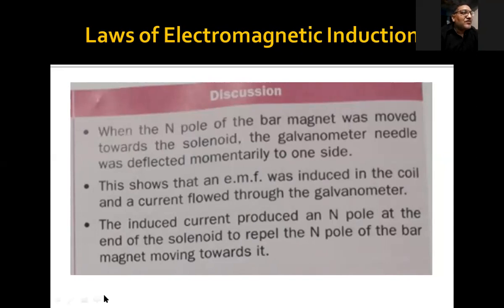And let's move on. This slide is explaining the previous slide in proper academic language: when the north pole of a bar magnet approaches the right side of the solenoid, EMF is induced in that solenoid, and due to that induced EMF, a magnetic field is produced around that solenoid, and that electromagnet will have a north pole on the right side of the solenoid to oppose the approaching north pole.